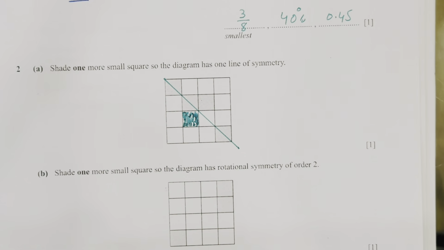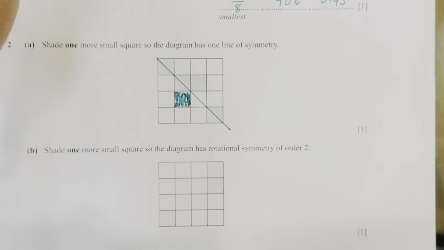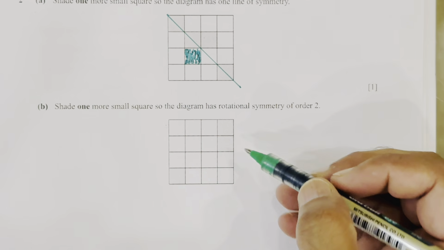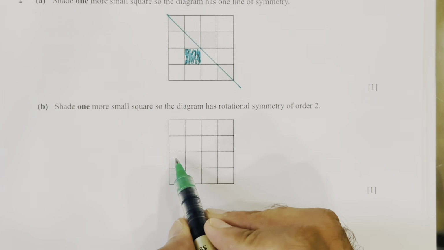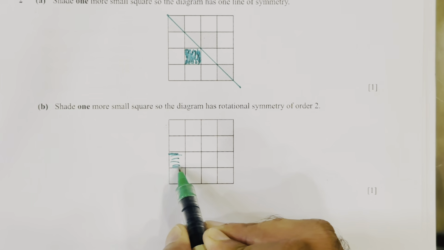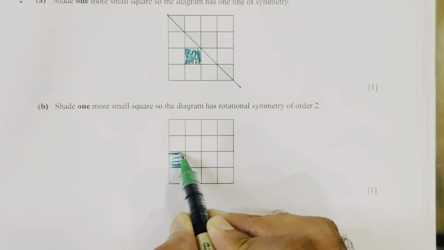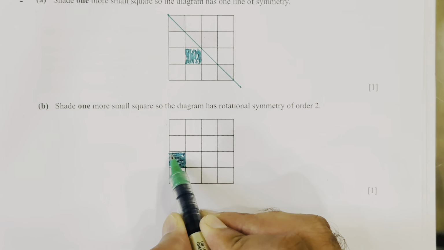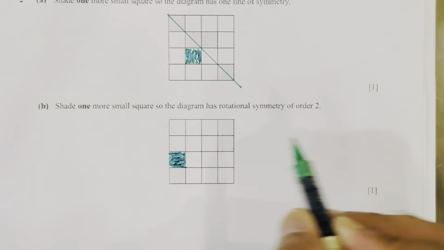Moving to part B: shade one more small circle so that the diagram has rotational symmetry of order 2. We know there are 2 shaded squares, so we're going to shade the square here as well. So this is how we have completed question number 2 as well. Okay, moving to question number 3.